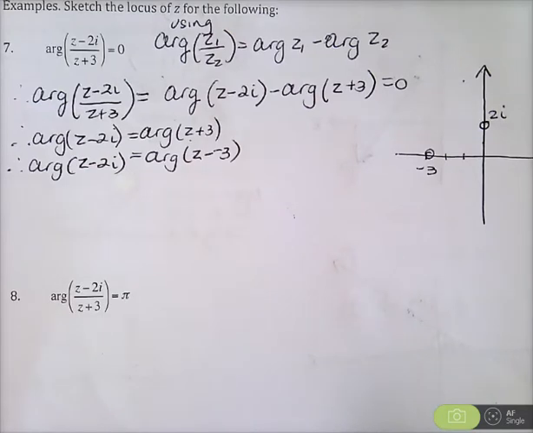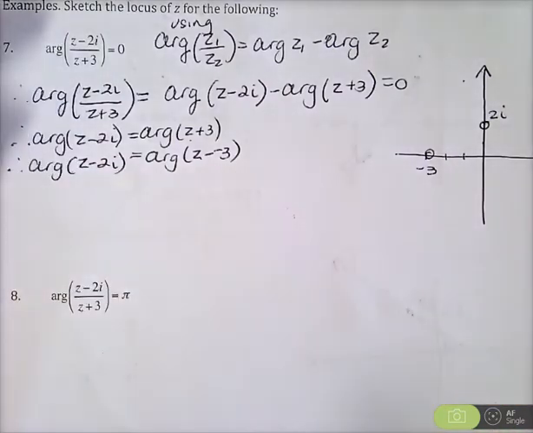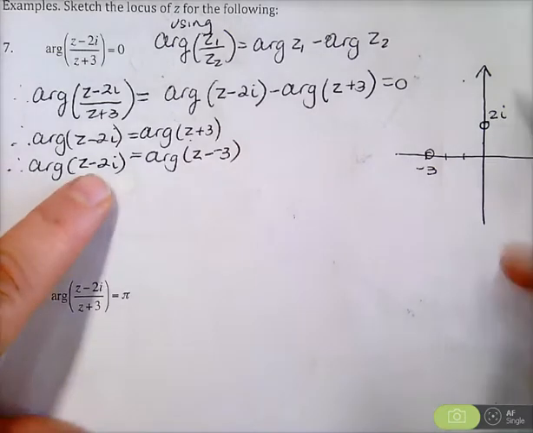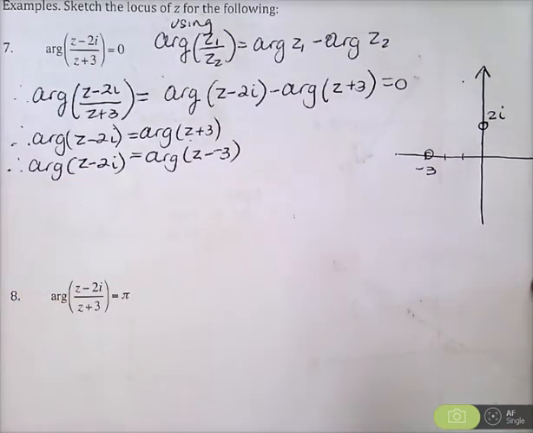The direction of z from 2i is the same as the direction that... remember, the arg is the angle that your vector makes with the real axis. So the angle that the vector makes from 2i is the same as the angle that the vector makes with minus 3. Got it? That's what that means. If the argument of the first one equals the argument of the second one, it means that the angle that those vectors make, that you're going to draw, make the same angle with the real axis.